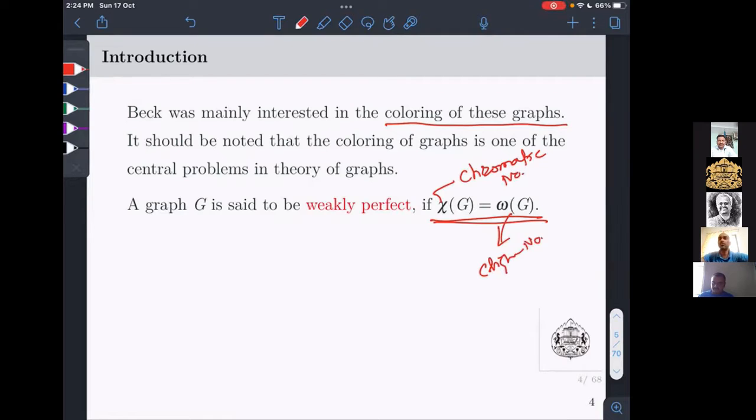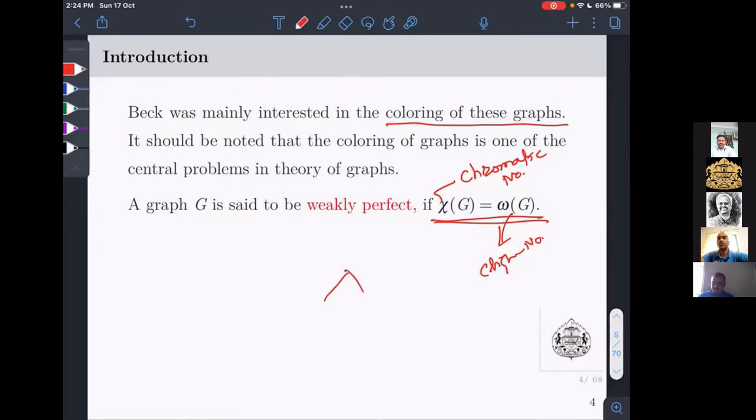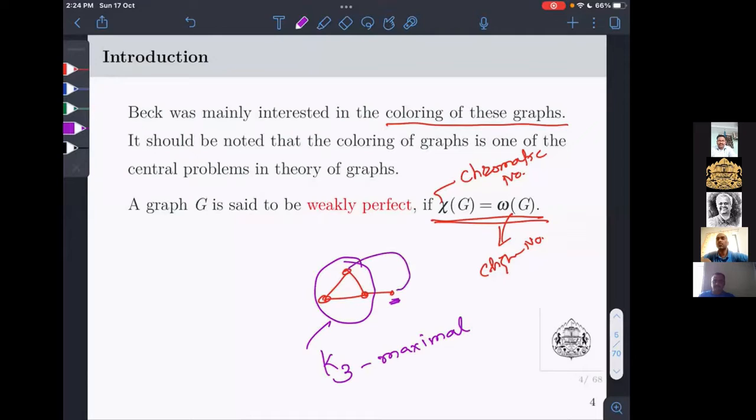What is a clique? A clique is a complete subgraph. Let us look at one example. You can see that this is K3 and this is K2. This is my graph, and one can see that this is a complete graph on three vertices, K3, and it is maximal also here. If you add this vertex to K3, the graph won't be complete, because you can see that these two vertices are not adjacent. Or I can consider this K2, a complete graph on two vertices. Again, this is maximal. Keep in mind, K3 is a maximal clique.